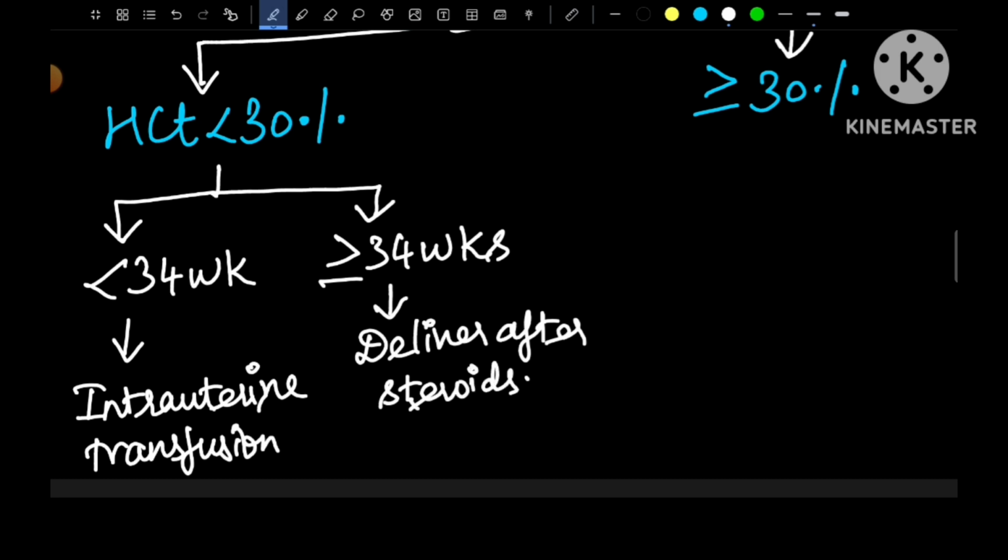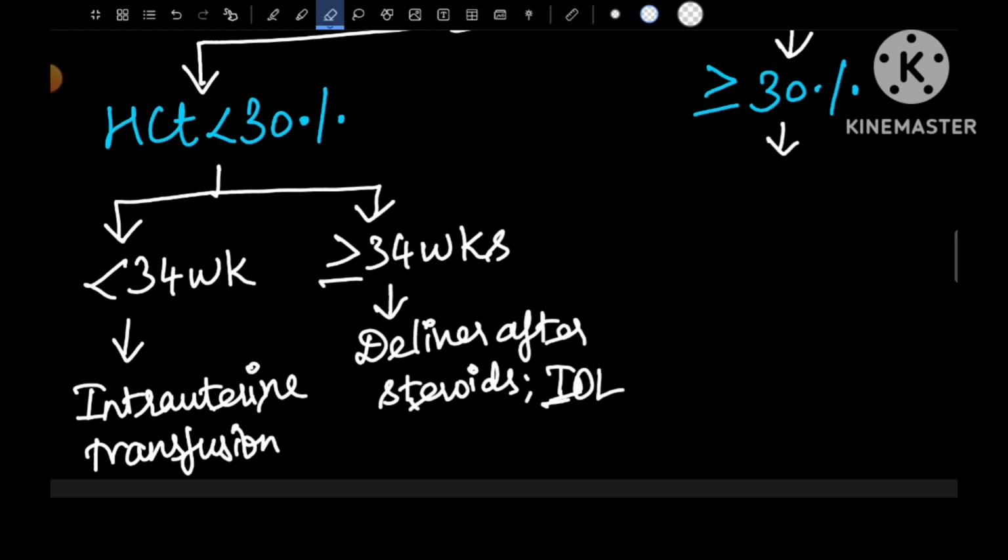And we can also do, what is that? What is this actually? IOL, induction of labor. Right? What should we do if it is more than equal to 30%? We have to continue pregnancy.